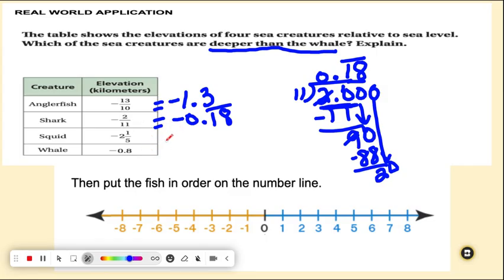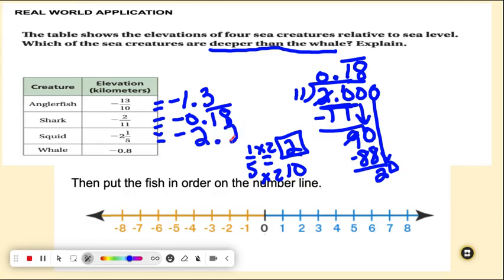Okay, the squid is negative 2 and 1/5. Well, we can change that to tenths. 2 and 1/5 is how many tenths? So 1/5 is how many tenths? You could divide it out like we did before, or you can do it this way. 5 times 2 is 10. 1 times 2 is 2. So it's negative 2 and 2/10, which is negative 2.2.